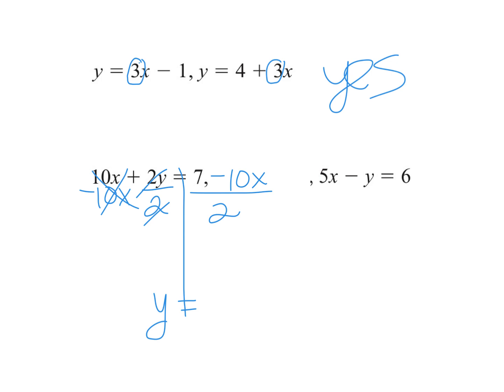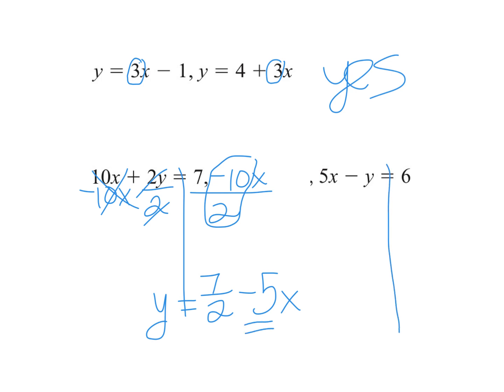Now I have the y by itself, and my slope is 7 over 2. Or sorry, that's the y-intercept. And then the slope would be -5x, because I'd be doing the -10 divided by 2. So this one has a slope of -5. We'll find out if this one also does.